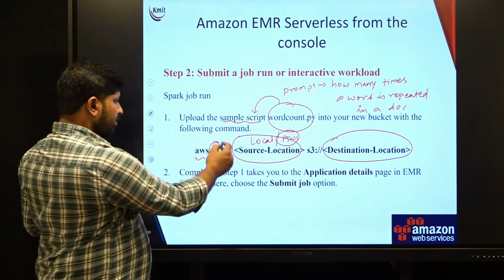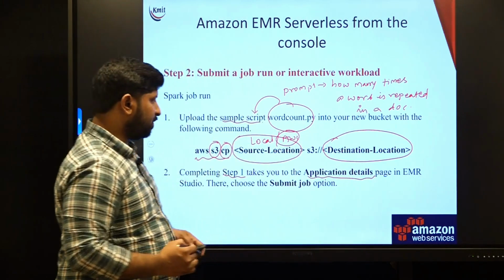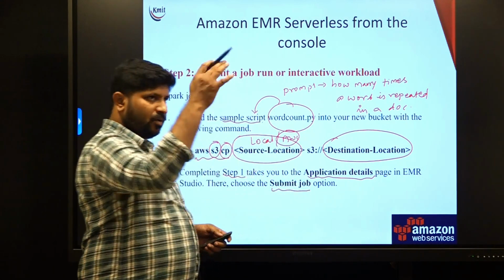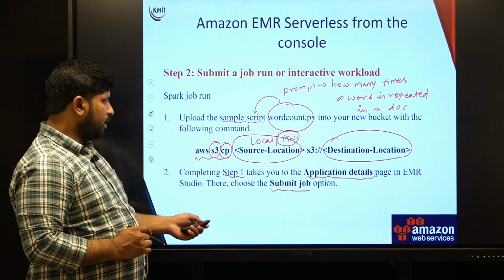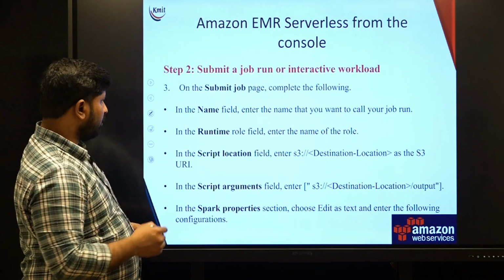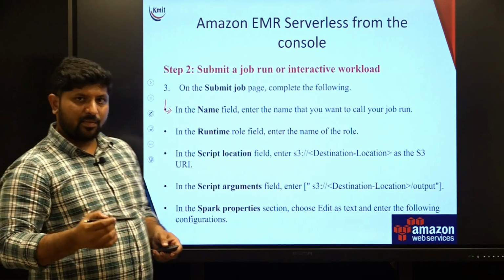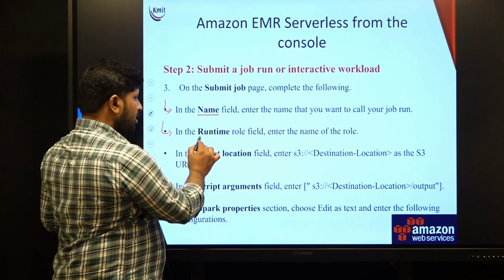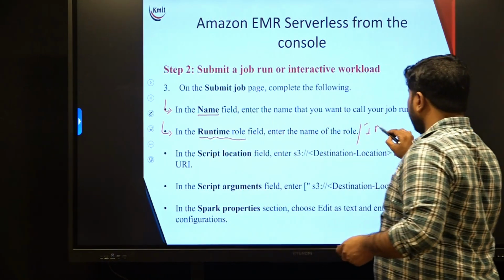Secondly, after completing your step 1, you need to move to the application details page in EMR Studio. In the applications EMR page, leave all the parameters at default and click on submit job. Once you submit the job, you need to mention the name of the job which is going to run, and you need to select the runtime role. Runtime role is nothing but the role which you are going to create in IAM.